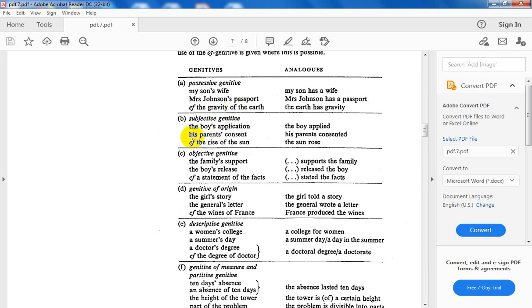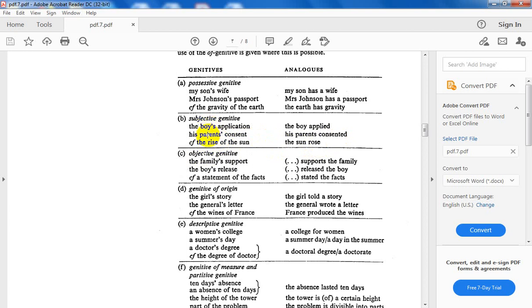The second meaning of genitive is the subjective genitive, in which, in the analog, the noun with the genitive becomes the subject of the verb. The boy's application doesn't mean that the boy has an application. No, it means the boy applied. His parents' consent: his parents consented. The rise of the sun: the sun rose.